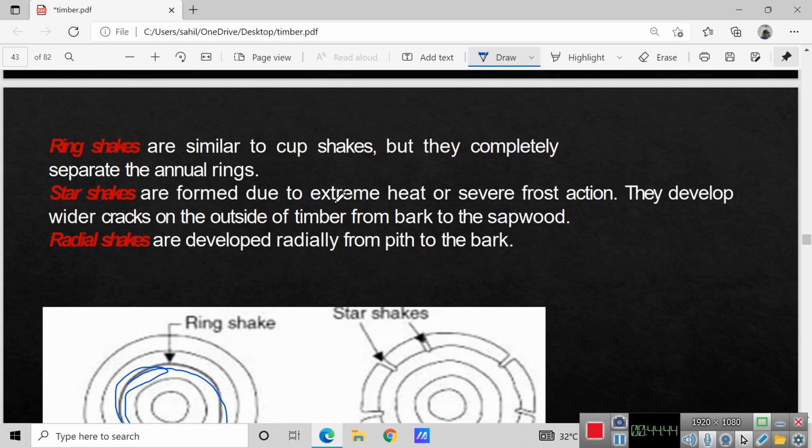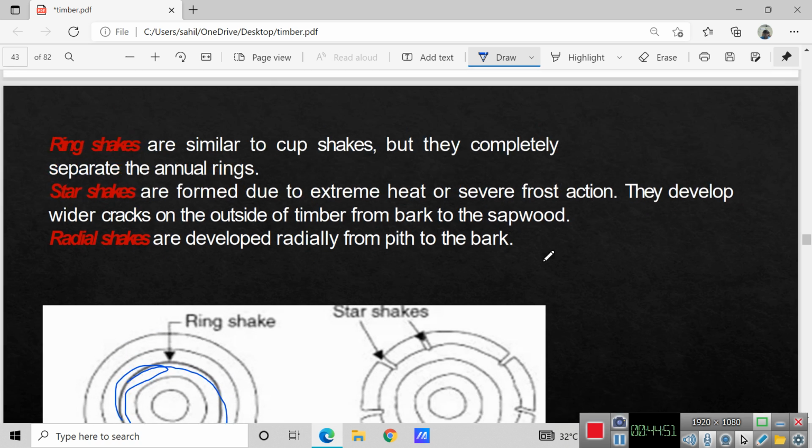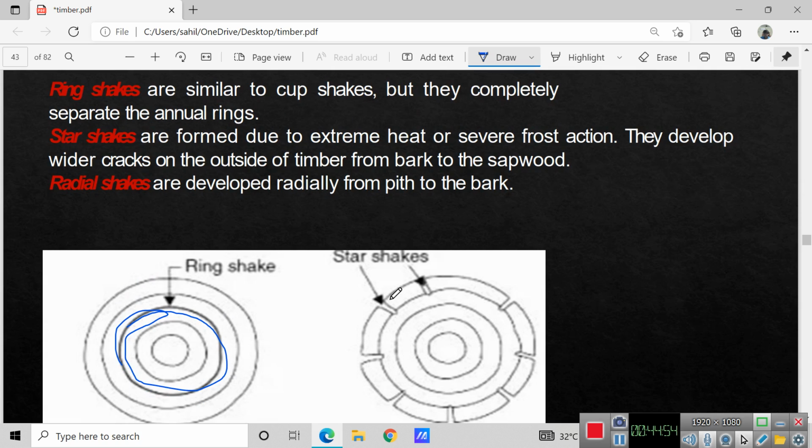Now, star shakes are formed due to extreme heat or severe frost action. They develop wider cracks on the outside of timber from bark to the sapwood. In case of star shakes, basically in hilly areas or mountains, there is a layer of ice on the surface of the timber. So, when it dries, there are some cracks present in the bark of the tree. It can also form due to extreme heat.